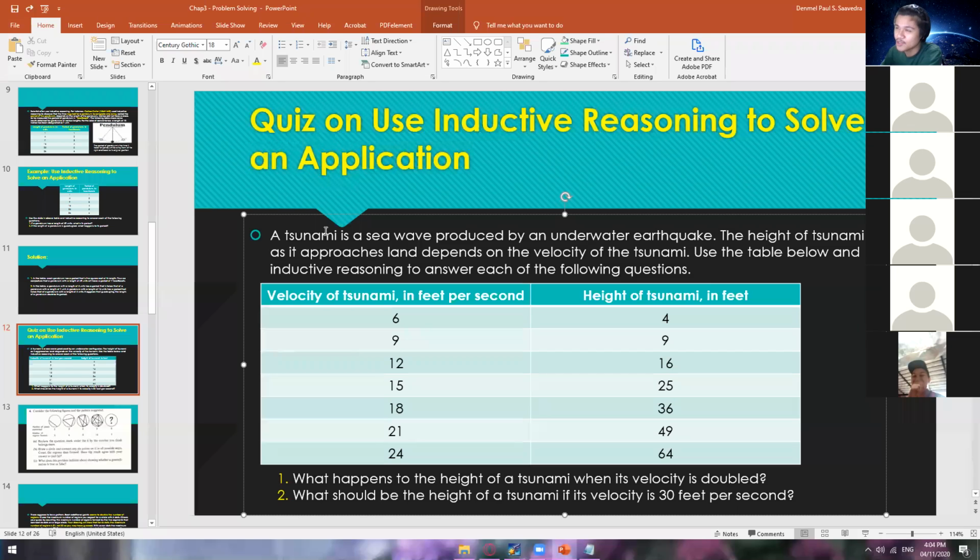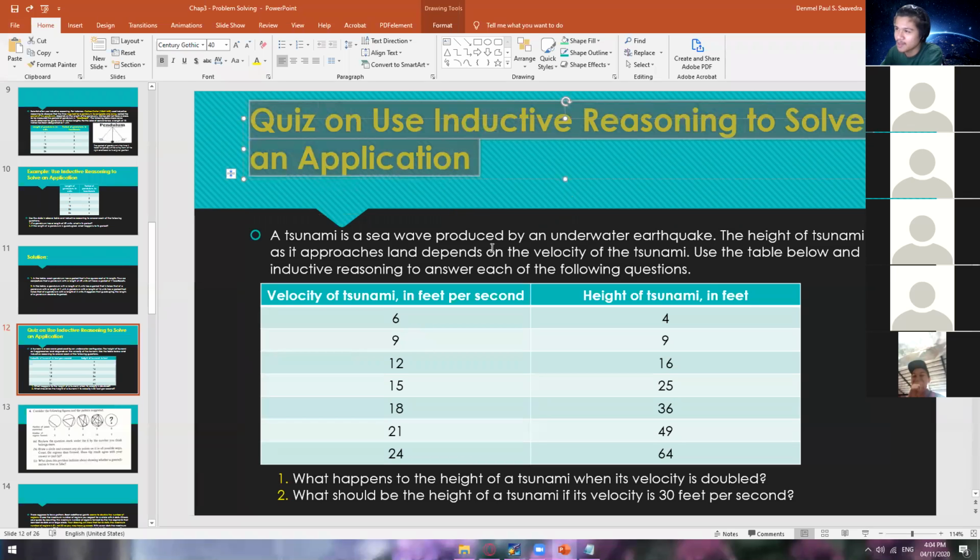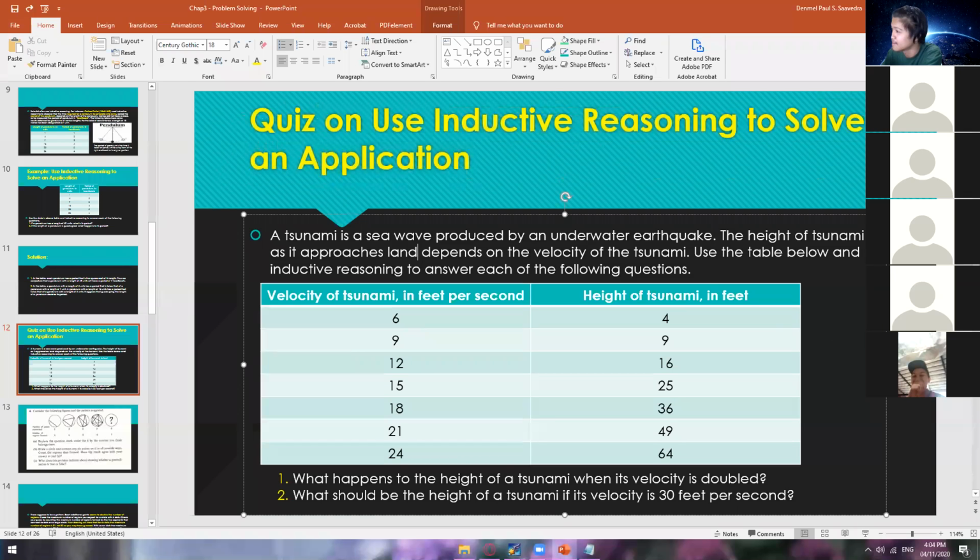So kayo na bahala dito. Quiz nyo to eh. Hindi ako pwedeng magsabi ng hint. Kaya niyo yan. So, 2 questions only. Kaya nga inductive reasoning, kailangan gamitin natin yung reasoning skills natin, kung gaano tayo kagaling. Bakit kaya 24 doon tapos 64 dito? Ano kayang computation? Ano kayang pattern? So critical thinking, yun yung dine-develop natin dito sa inyo. Alright?